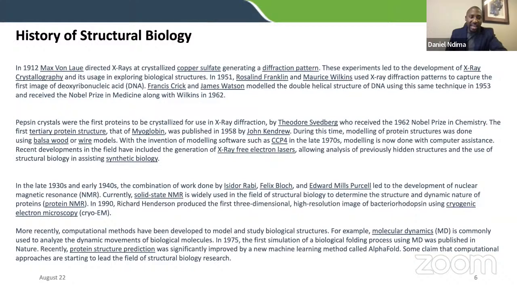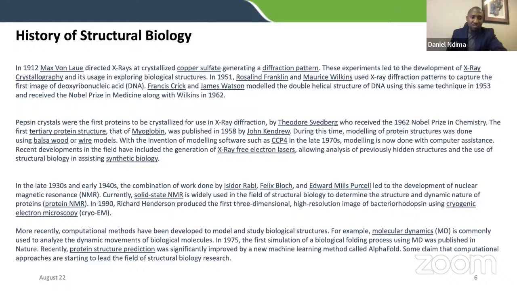In 1990, Richard Henderson produced the first three-dimensional high-resolution image of bacteriorhodopsin using cryogenic electron microscopy. More recently now, computational methods have been developed to model and study biological structures. For example, molecular dynamics is commonly used to analyze the dynamic movements of biological molecules.